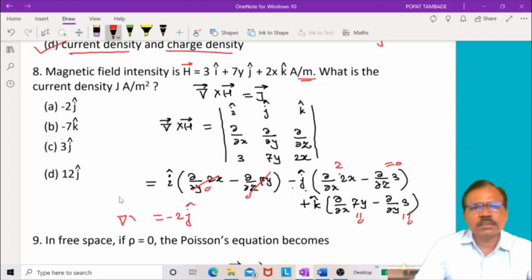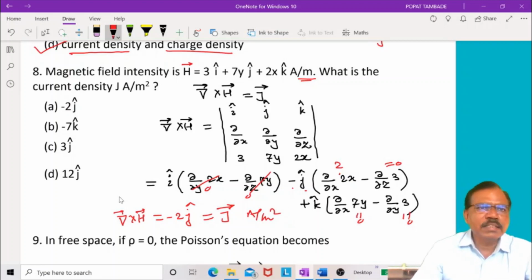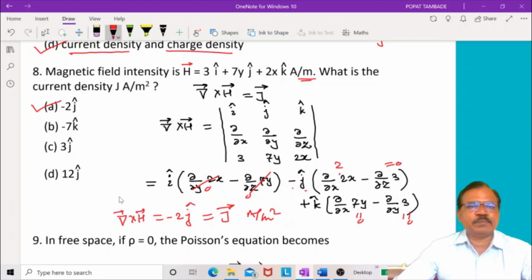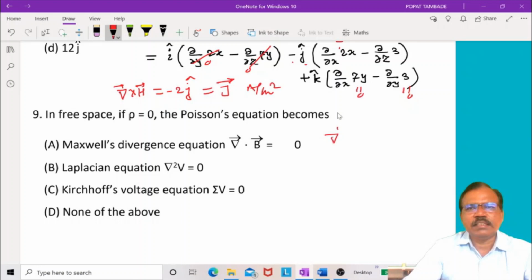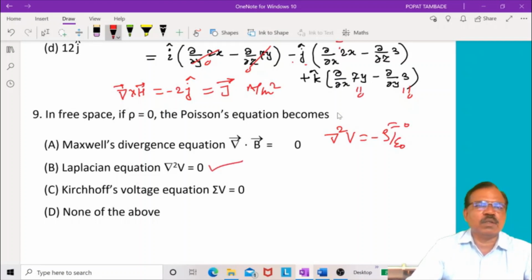So del cross H is equal to minus 2 unit vector j, and this is current density, and it comes out to be ampere per meter square. So minus 2j. So this first one is correct. Now in free space, where rho is equal to 0, what does Poisson's equation become? Poisson's equation is simply del square V is equal to minus rho upon epsilon 0. In free space, rho is equal to 0, so del square V is equal to 0. So it is Laplace's equation, del square V is equal to 0.